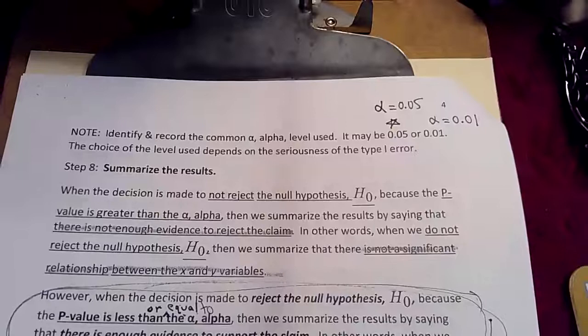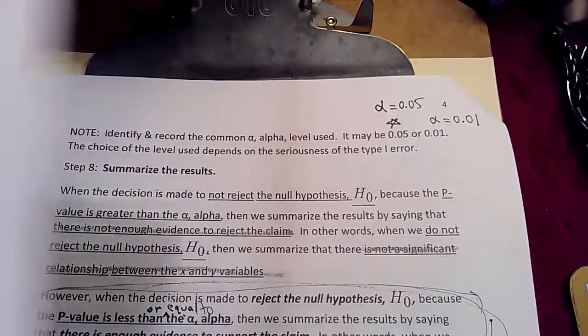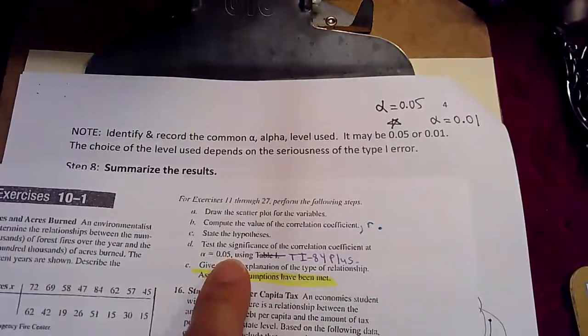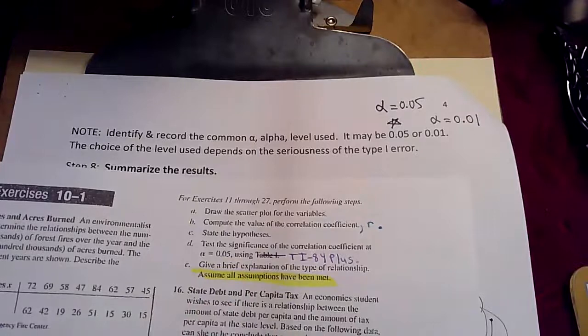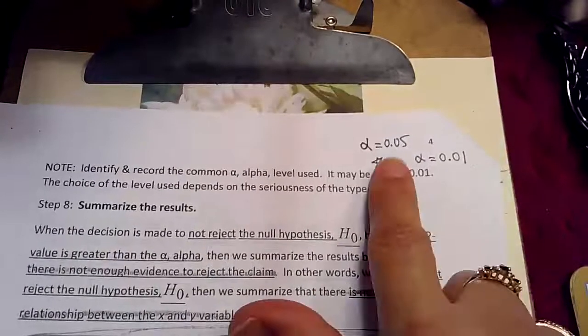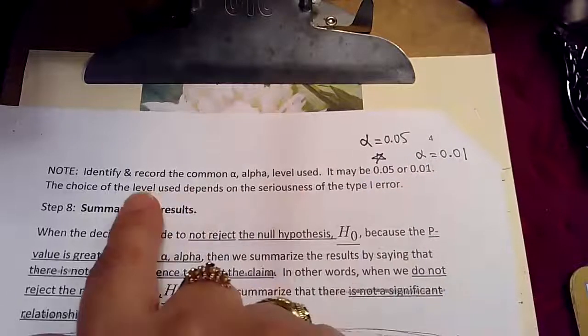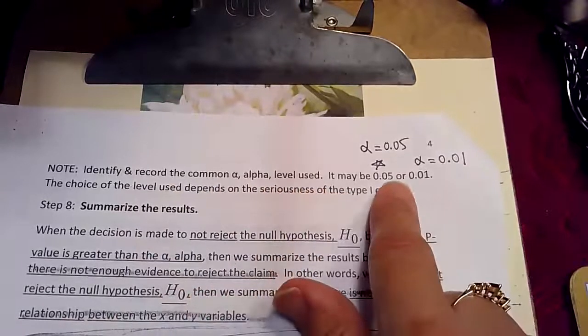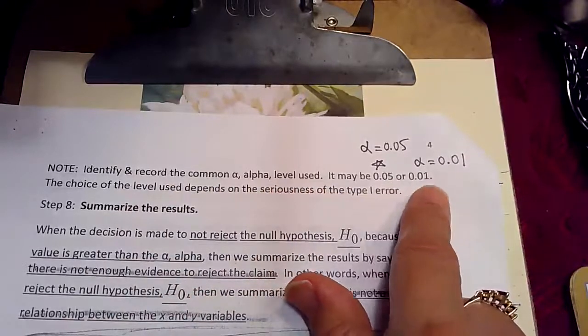You want to be careful because sometimes people miss the problems because they always think that the alpha is always this. Maybe for your homework problems it is 0.05 for these two particular problems. But when you take your quiz, the computer has the right to change the alpha level. And usually it's just limited to these two. But you do need to identify and record the common alpha level used. It may be 0.05, it may be 0.01.